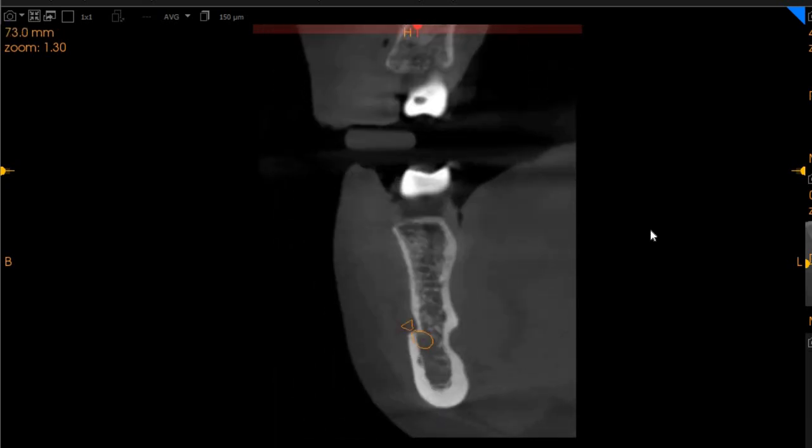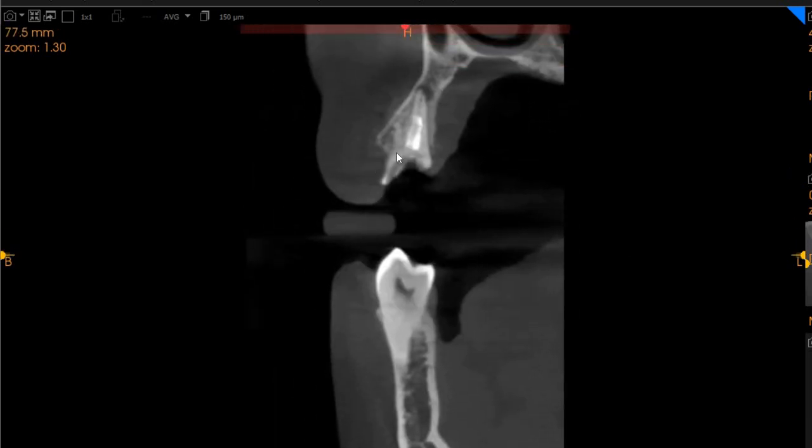Now moving to the upper right segment, this is where the upper right 4 is. Immediate extraction followed by grafting is going to be a good idea. We've got 8 millimeters of ridge width and approximately 10 millimeters of height. So here, if grafted, implant placement will definitely be possible in the future. Immediate implant placement is not possible. We also have a very apical radiolucency.